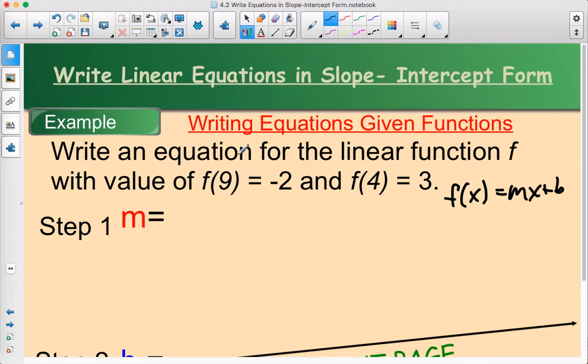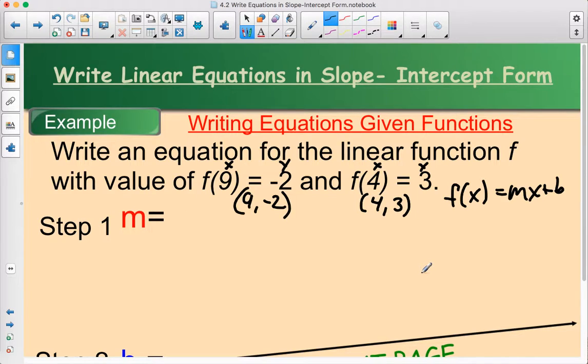Okay. The thing to remember about this is this was an x value. This was my input. This was my y value. This was an x. This is a y. So really this is just a different way of saying that I want the equation of a line that goes through the points (9, negative 2) and (4, 3).